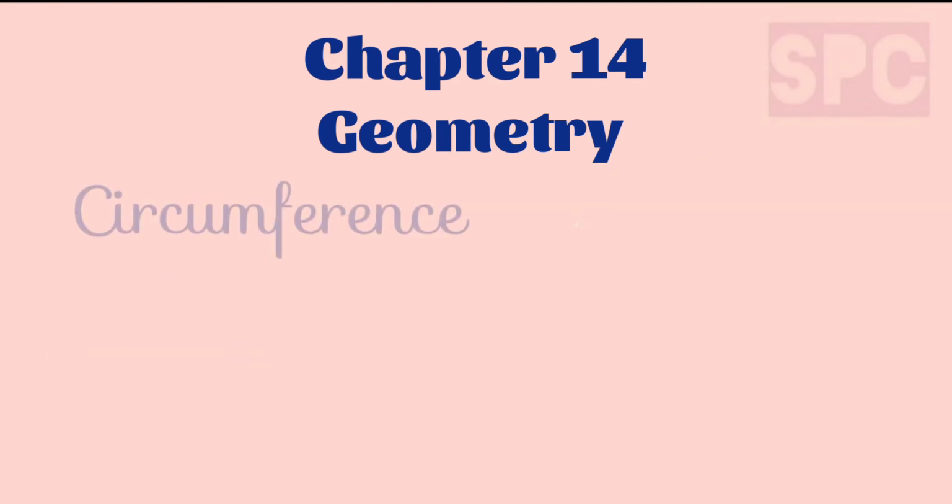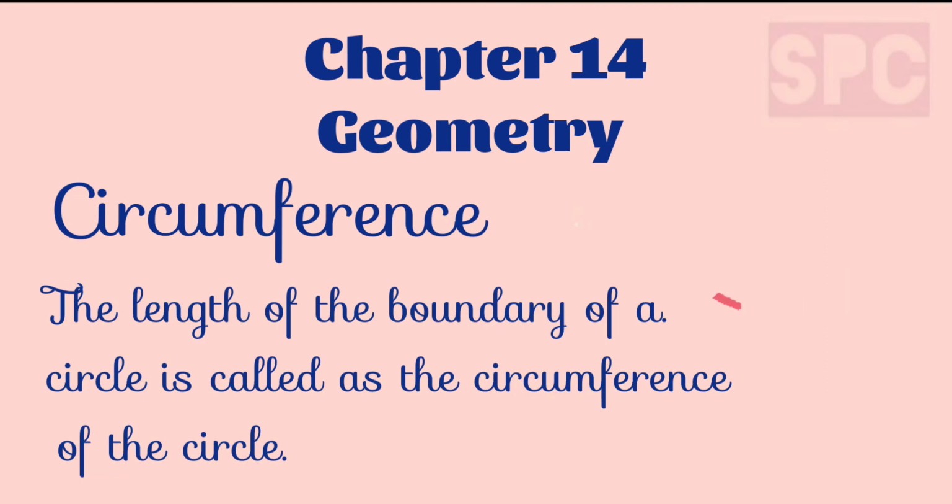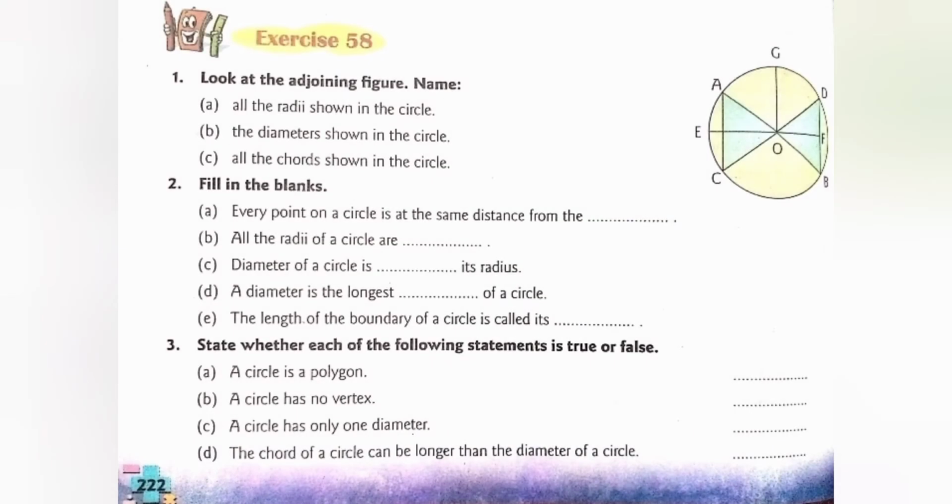Now let's understand what is a circumference. The length of the boundary of a circle is called the circumference of the circle. Now after understanding all these important points, let's move on and try to solve questions of exercise 58.